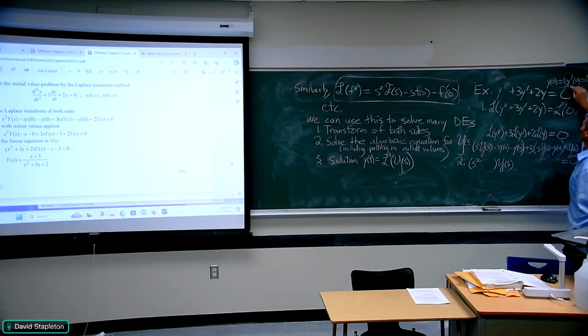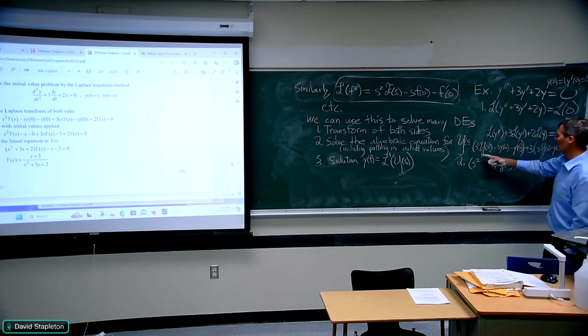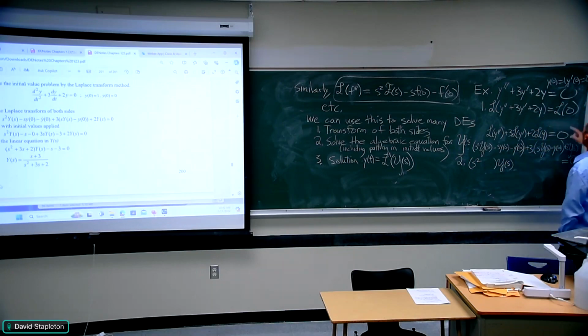This is really set up to solve initial value problems. The Laplace transform is it, because as you can see, you have to put in the initial values in this step. So here are the initial values. y of 0 is 1, so I'm going to put this as 1. y prime of 0 is 0. This is 0, and this one is 1.